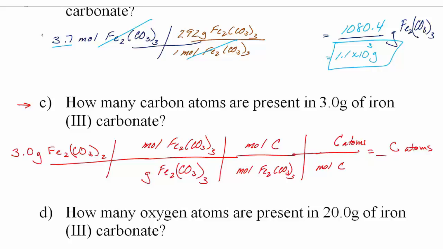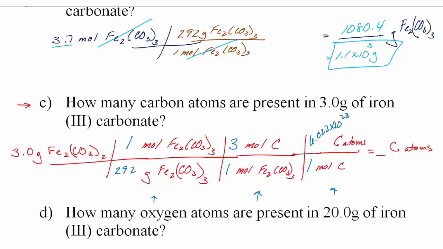Okay, what numbers do you put in here to get all these conversion factors to work? Well, the first conversion factor is just molar mass. So we know that we have 292 grams of iron(III) carbonate and 1 mole of iron(III) carbonate. Right? The next conversion factor is our ratio. We know that in every 1 mole of iron(III) carbonate, we have 3 moles of carbon from the chemical formula. The last conversion factor, use the definition of a mole. In 1 mole of anything, you always have 6.022 times 10 to the 23rd of them.